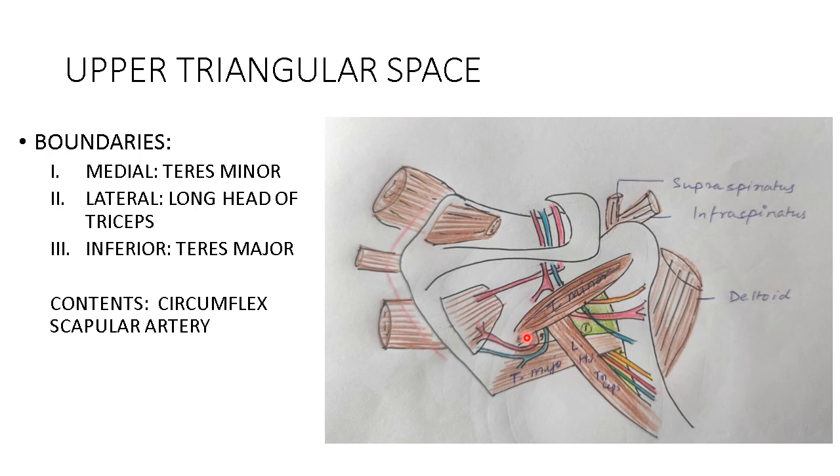The second intermuscular space is the upper triangular space. You can see here, this is triangular in shape, and the boundary of this upper triangular space is formed by, you can see here, the medial boundary formed by the teres minor muscle. Then the lateral boundary is formed by the long head of triceps, and the inferior boundary is formed by the teres major muscle. So this is the boundary of the upper triangular space, and the content you are seeing here is the circumflex scapular artery and vein. So this artery and vein, the circumflex scapular artery and vein, is the content of the upper triangular space.